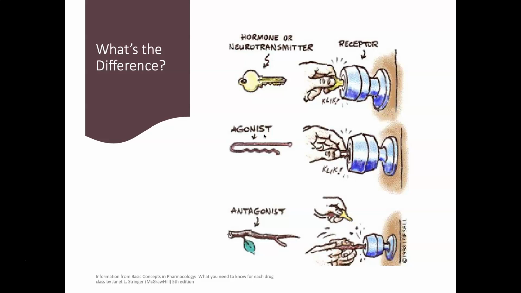An antagonist is that tree branch. It fits in the door, but it will never open it. All it does is block it so that you can't use an agonist and you can't use a hormone or a neurotransmitter. Hopefully this helps.